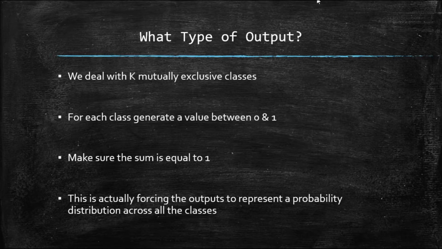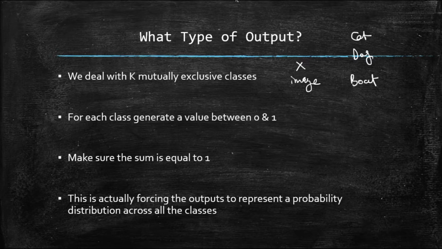Enough digression. What type of output would we need here? Again, we deal with k mutually exclusive classes. You can think of the input x as an image, and the output could be different classes: one class could be cat, the other dog, and the other, I don't know, boat. These classes are mutually exclusive, so the input image x cannot be both cat and dog, or both dog and boat, at the same time. It can be just one of them at a time.